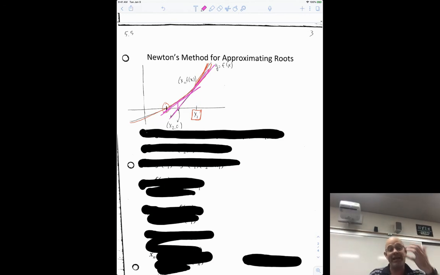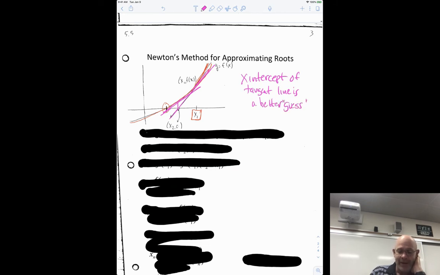So it uses the idea of tangent line and x-intercept. Here's the idea: the x-intercept, not y, of the tangent line is a better guess than whatever you had. And I'll show you how to get that.